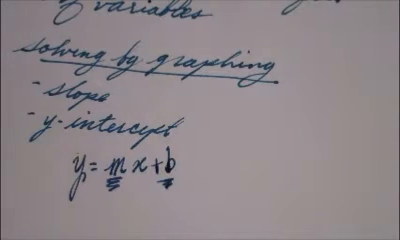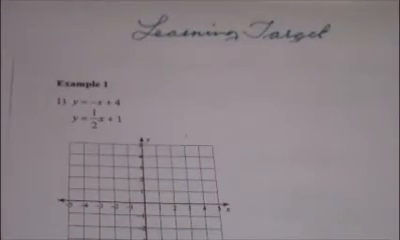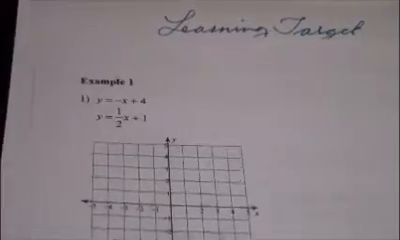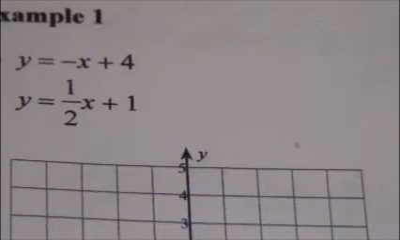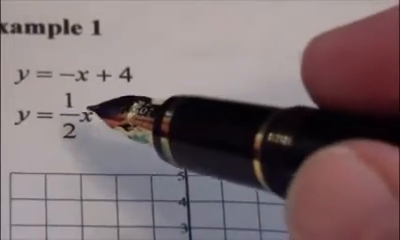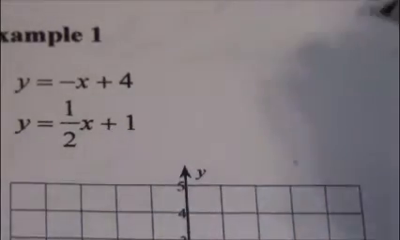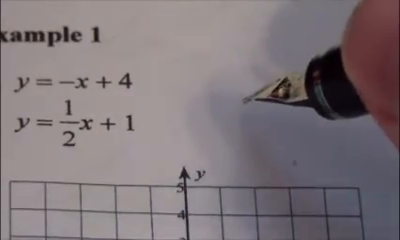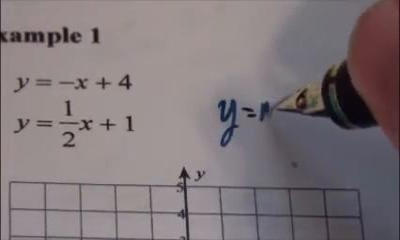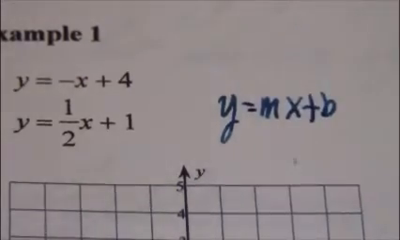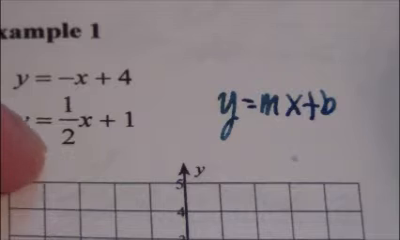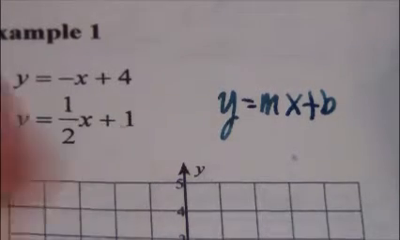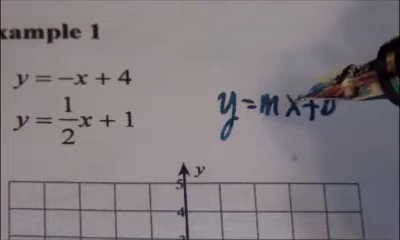All right, starting off. Example 1. So we're going to graph these, but before we can graph them, we need to look at these equations. Notice that we have an equation on the top, and we have an equation on the bottom. Both of these need to be in the form of y = mx + b, and they are. Look at that. y = -x + 4. y = 1/2 x + 1. y = mx + b.